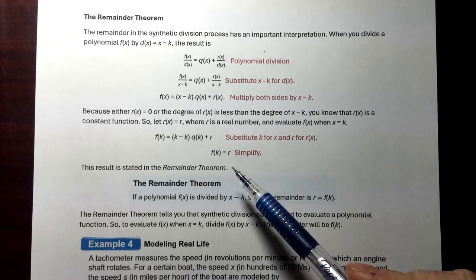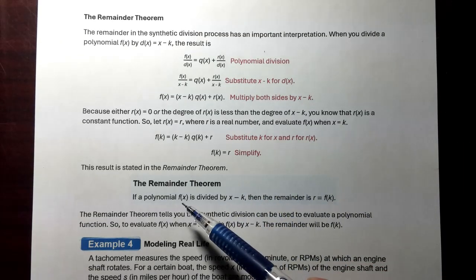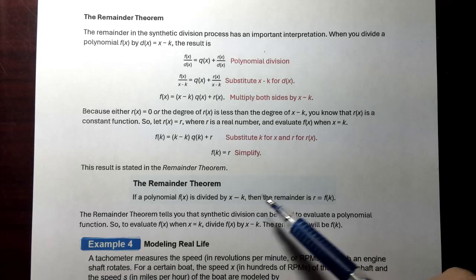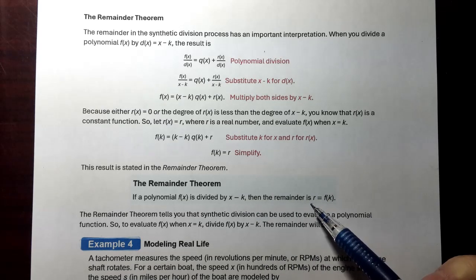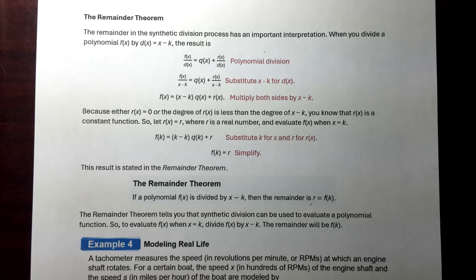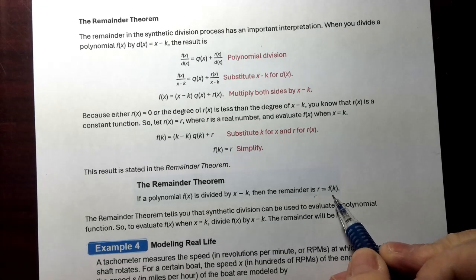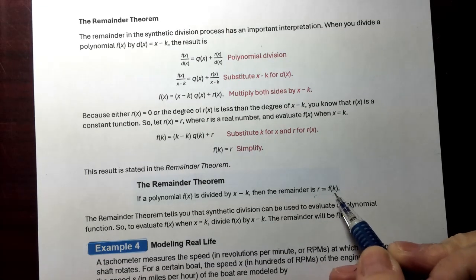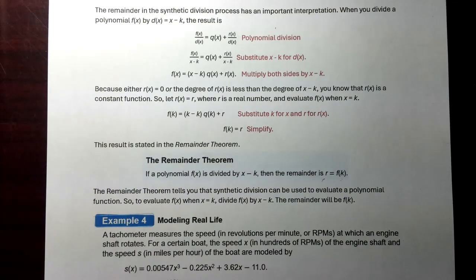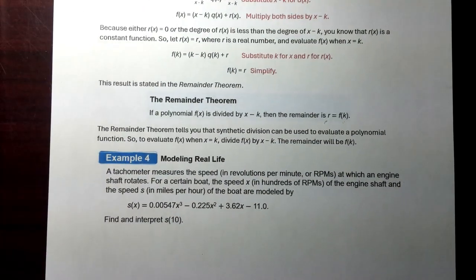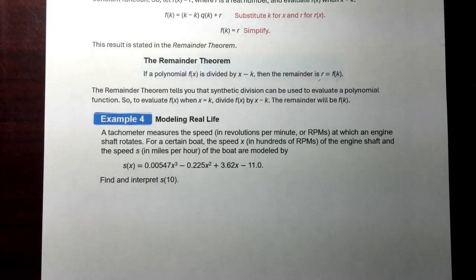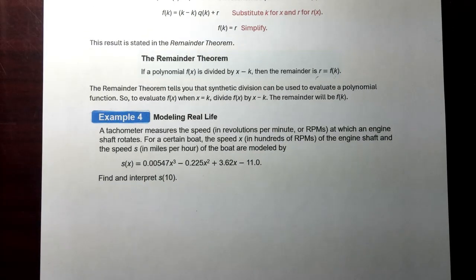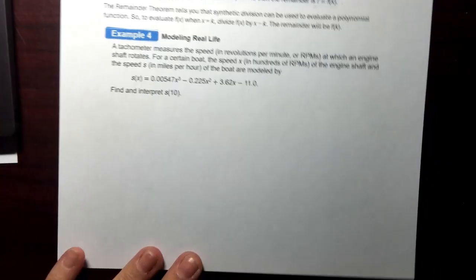Okay, so the remainder theorem: if a polynomial is divided by x minus k, then the remainder, the r value, is your f of k. Remember in functions we've done f of 5 and plugged it in, so it'll tell you what that number would be. The remainder theorem tells you that synthetic division can be used to evaluate a polynomial function. To evaluate f of x when x equals k, divide f of x by x minus k. The remainder will be f of k. So it's kind of the same thing, just stated in more of a sentence.